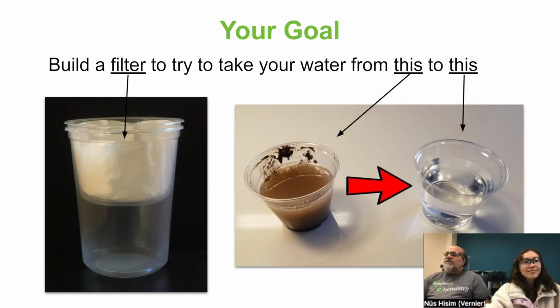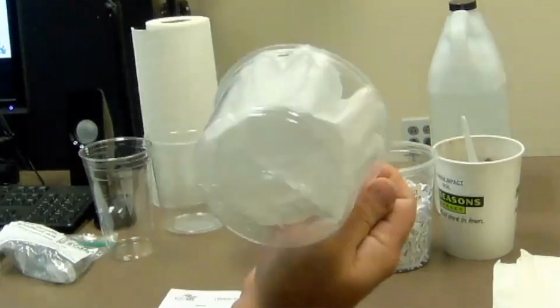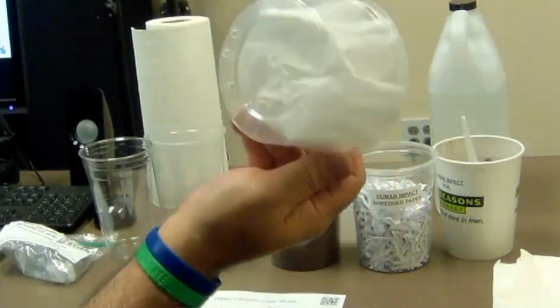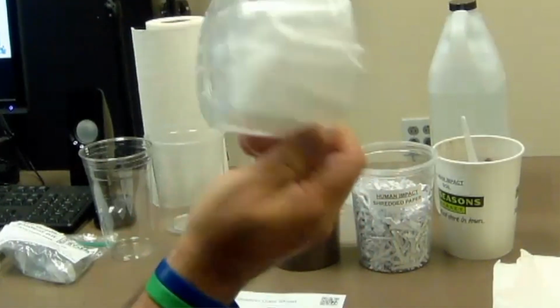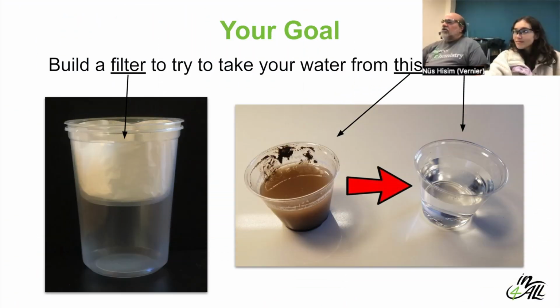So what you have to do is build a filter, and the students are going to get a system like this. This cup has holes drilled on the bottom of it. So this is acting as our funnel, but we're going to put filter paper in there to make it reusable. Our goal, of course, is to start with dirty water and end up with clean water. Well, let's see how well we do.